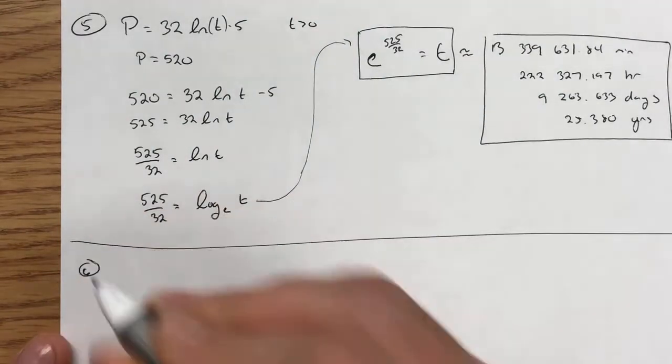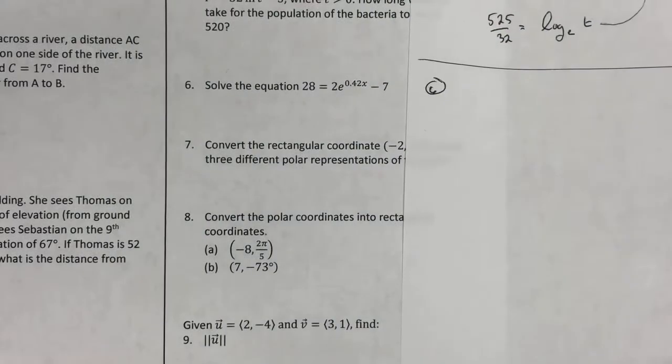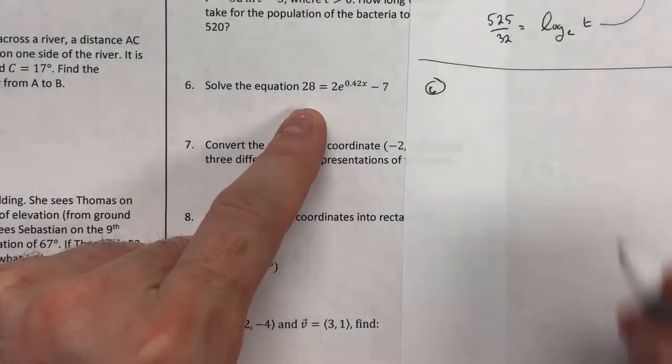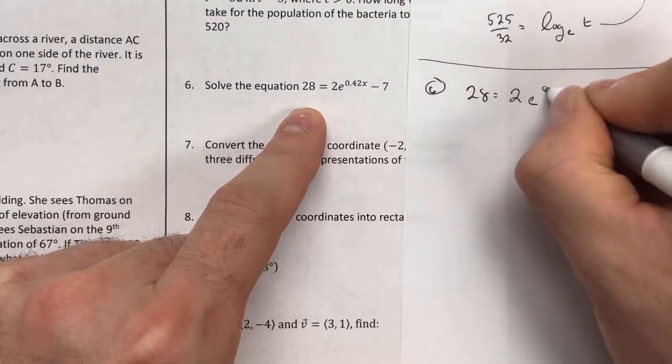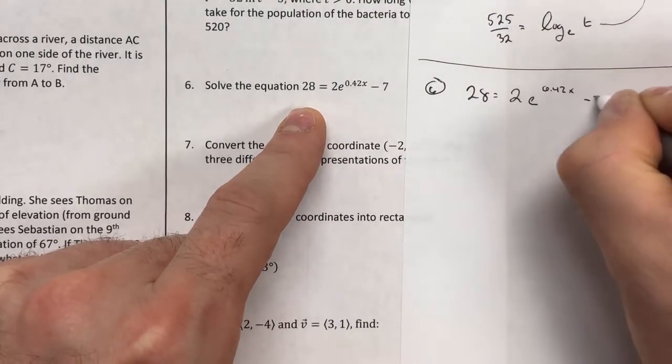Let's take a quick look at question 6. Okay. So question 6 says solve this equation. We have 28 equals 2 e to the 0.42x minus 7.